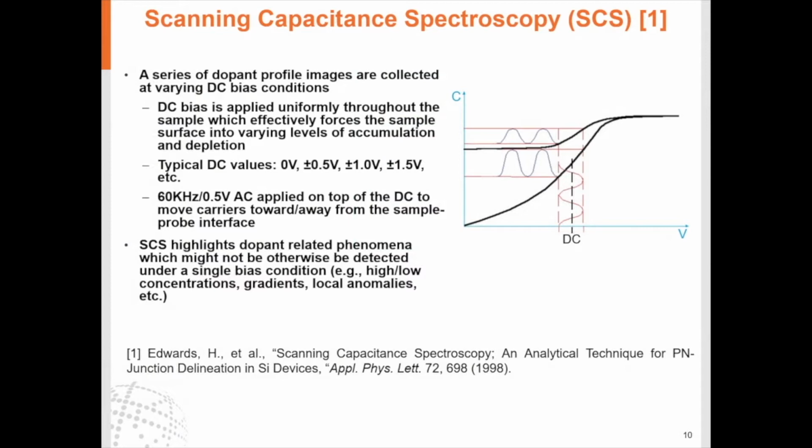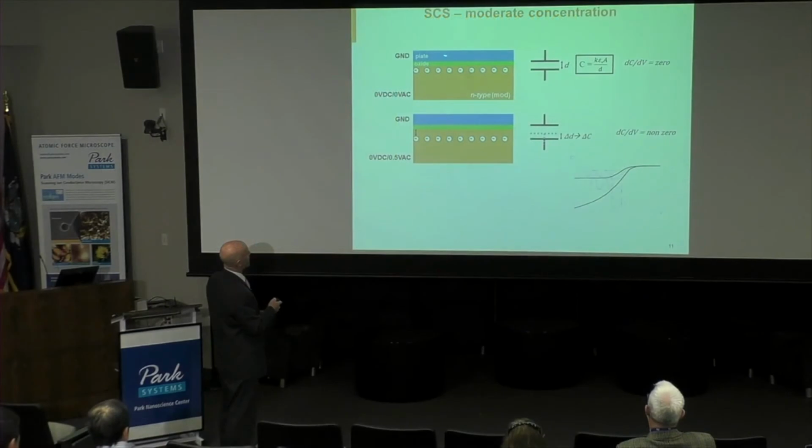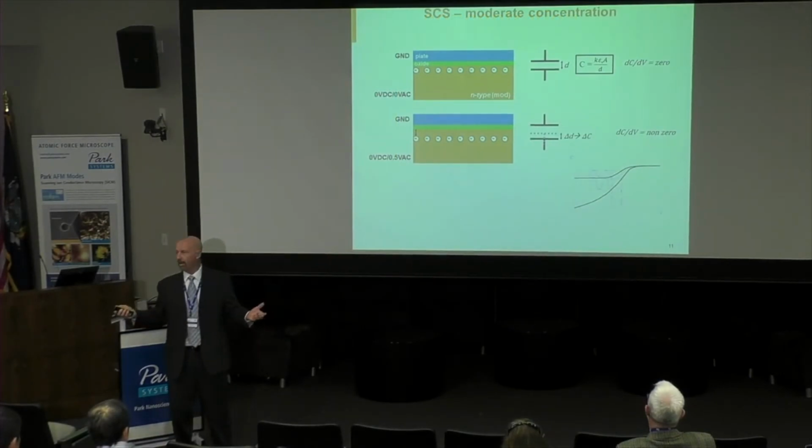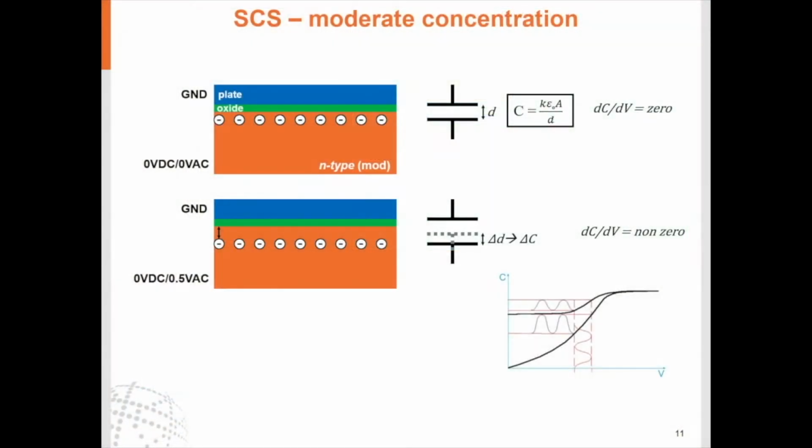Just a little bit of a different way to represent what we're doing here. Let's look at a silicon sample with a moderate concentration, say maybe 10 to the 17th atoms per cubic centimeter. So we've got N-type silicon, with electrons sitting at the surface, and what I've drawn here is a plate, which would essentially be our AFM tip, separated by an oxide. Sitting at 0 volt DC and 0 volt AC bias, we have a capacitor. We have some level of capacitance, but it's not changing. It's going to be static. So the derivative of that CV curve is going to be 0 because it's static.